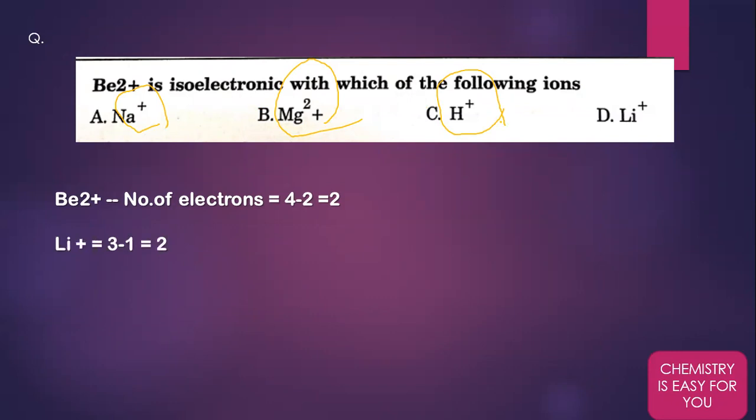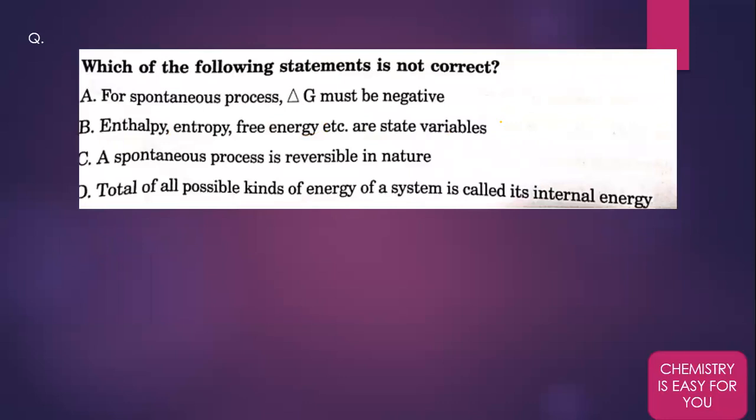Lithium has 3 electrons. Then 1 positive charge is there. Therefore, we should remove 1 more electron. Therefore, it becomes 2. I hope you people have understood this. So isoelectronic means the total number of electrons should be the same. That is isoelectronic. Next, which of the following statements is not correct?